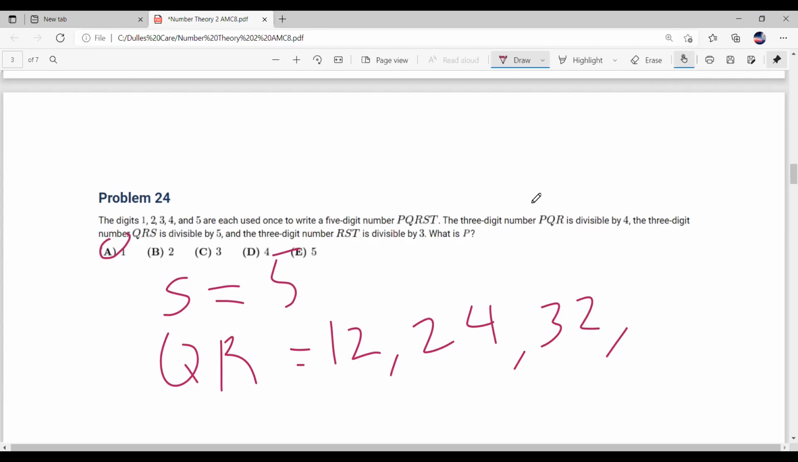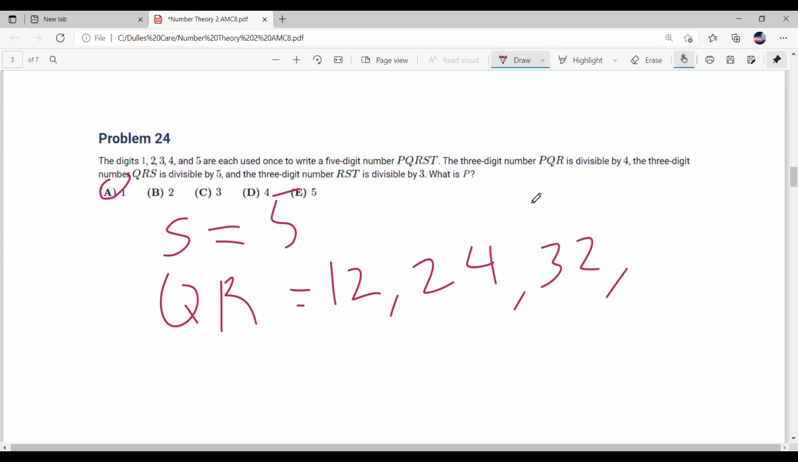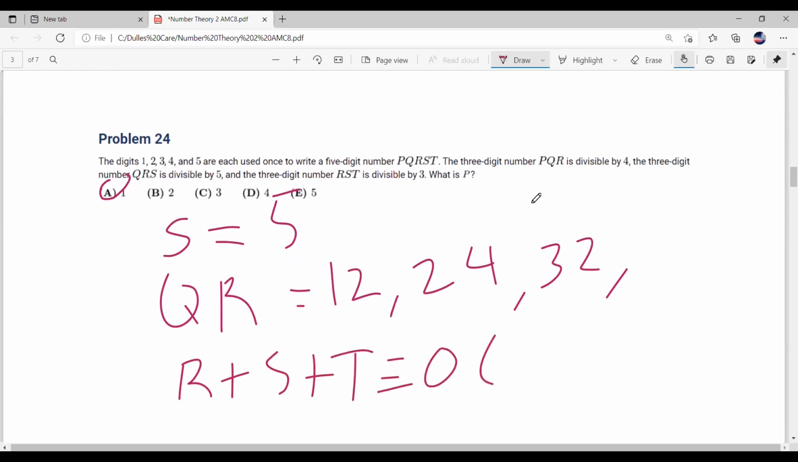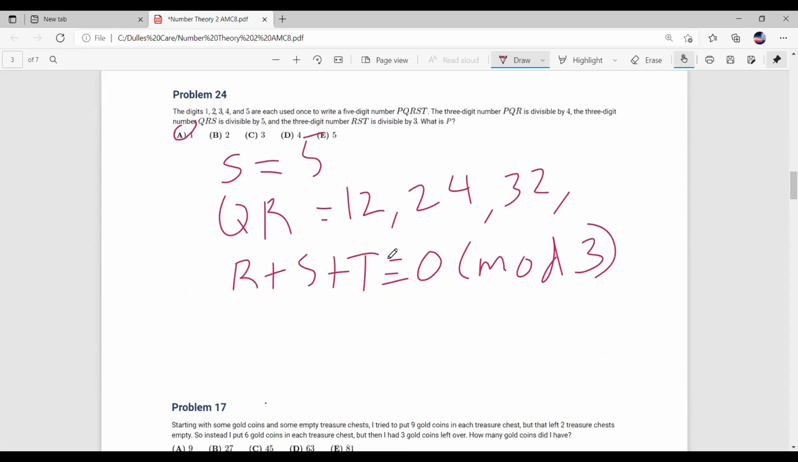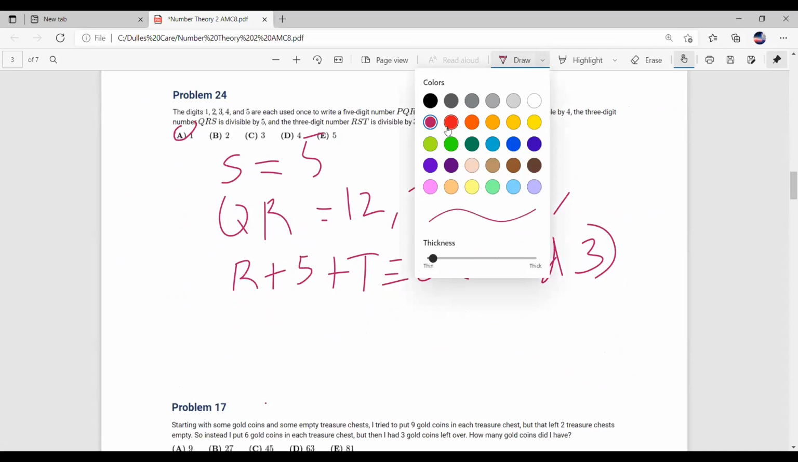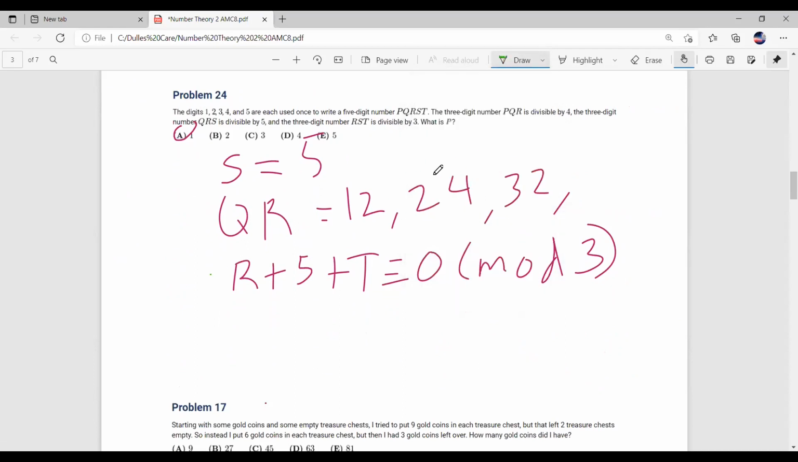All right, so now let's consider R, S, and T. R plus S plus T is a multiple of 3. That means that it's 0 mod 3. That's how we would write this using mods, since we're using number theory right now. Okay, so we know that S is equal to 5, right? So we can replace S with 5. So what are R and T equal to? Well, we know that R is either equal to 2 or 4.